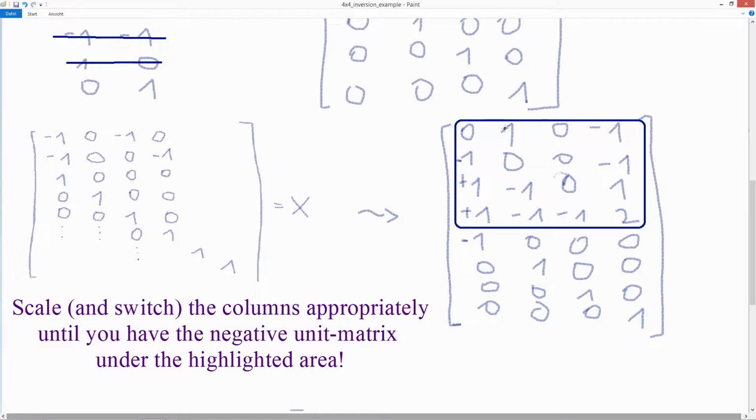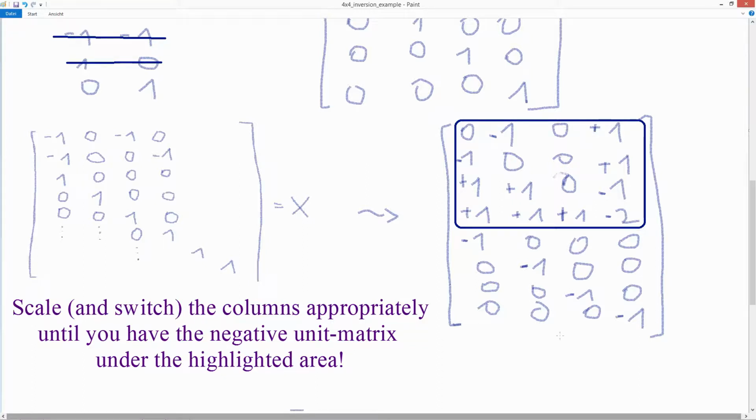We have to multiply the second column with -1 so that here is -1, +1, +1, -1. We have to multiply the third column with -1 so that here is -1, +1. And we have to multiply the last with -1 so that here is -1. Here we have -2, -1, +1, +1.